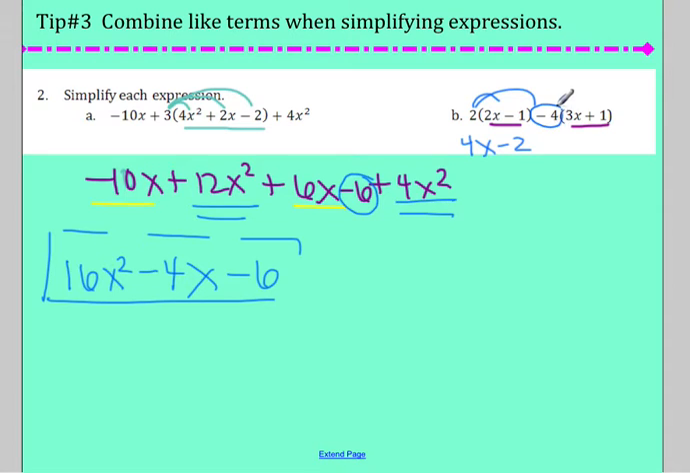Then the biggest thing is this is a negative 4, so this is a common mistake. People will forget the negative. Negative 4 times 3x is negative 12x. Negative 4 times 1 is minus 4.